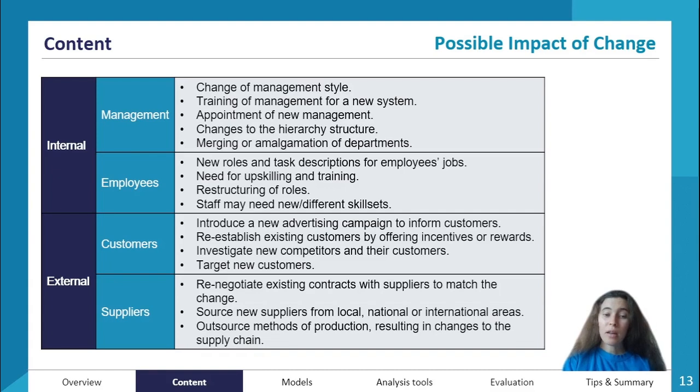And in terms of suppliers, it may need to renegotiate existing contracts with suppliers to match whatever the change is. You may need to source new suppliers from local, national, or international areas. If you're expanding overseas, then that would perhaps mean that international suppliers would be necessary to save on costs. If you continue to source from one country, even though you've moved into another, then you're going to have to bear the cost of getting all of your products over to that other country. And then outsourcing as well in terms of production, and that's going to result in changes to the supply chain too.